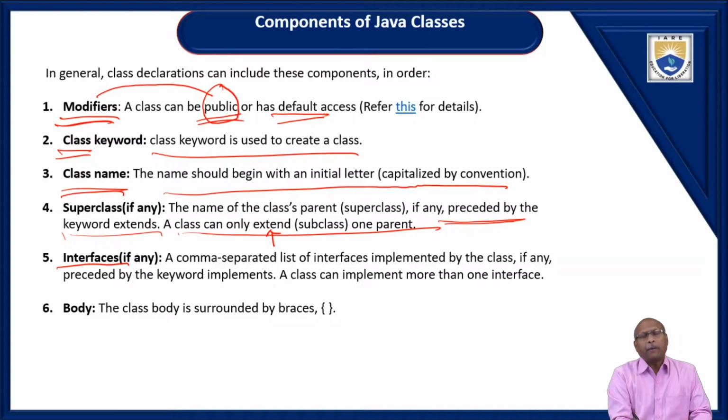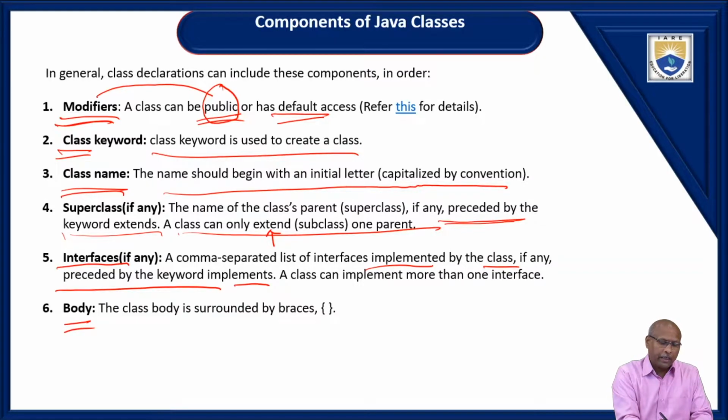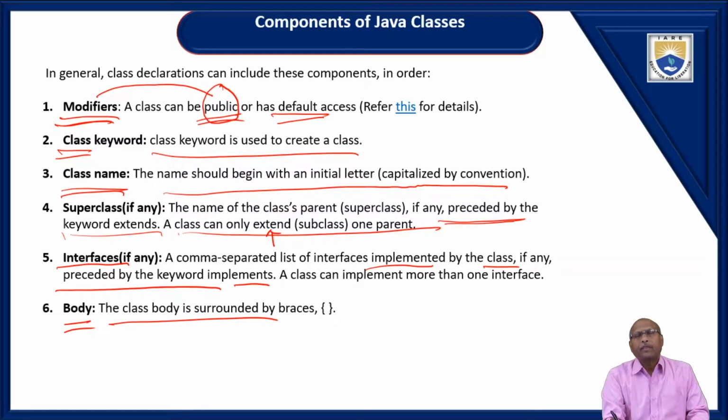Similarly, a class can implement some interface also. A comma separated list of interfaces implemented by the class is preceded by the keyword implements. So while defining a class, you can write all these things. Then you can write the body. Inside the body, you can write the setup, data members, methods, and nested classes and nested interfaces also. So these are the various components of Java classes.